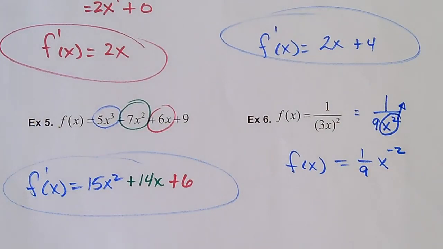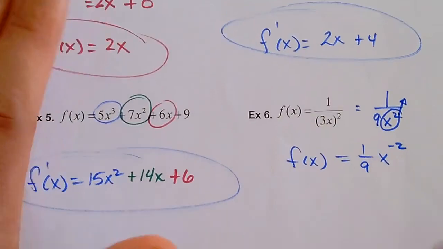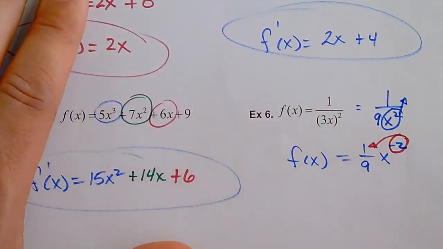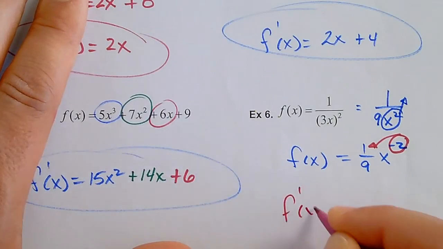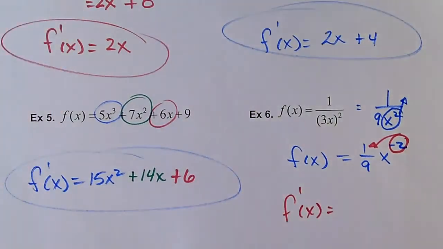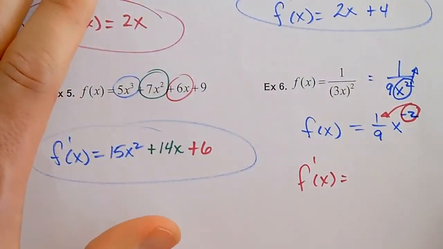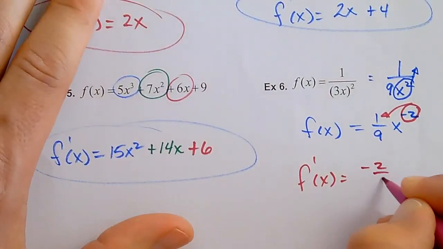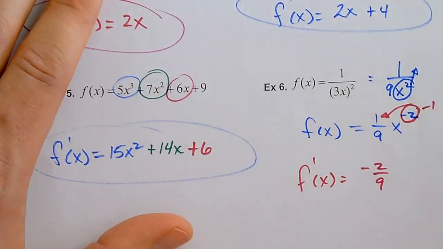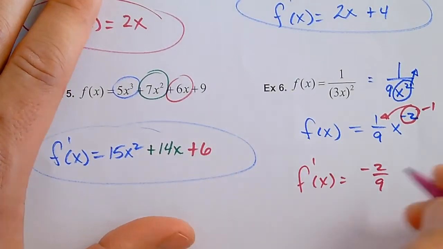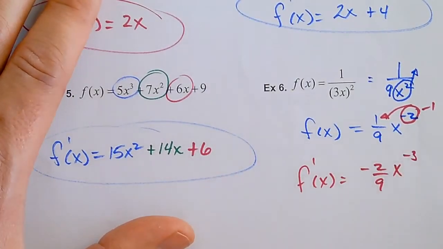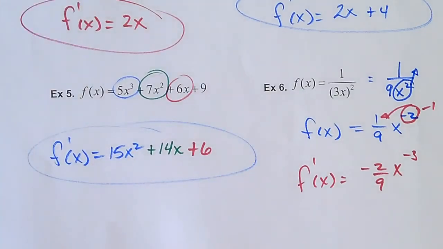Now I can do the derivative. Okay, so now I can go ahead and bring this guy down and multiply. So I'm going to take negative 2 times 1/9. What's negative 2 times 1? Negative 2 and then over 9. And then I subtract 1. Well, what's negative 2 minus 1? Negative 3.